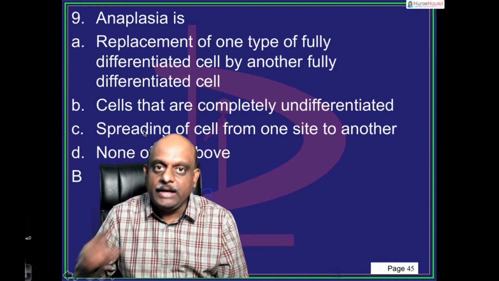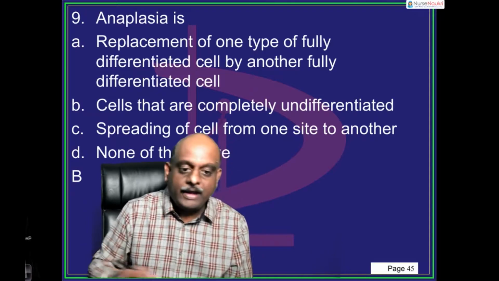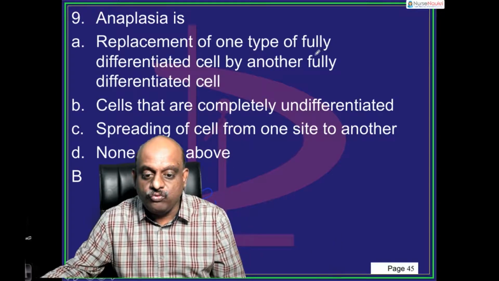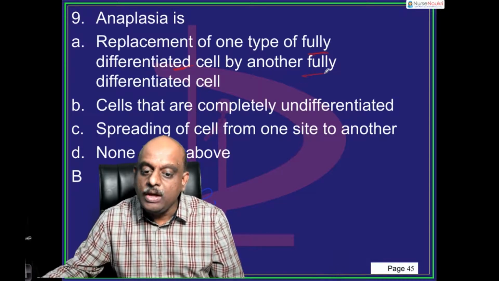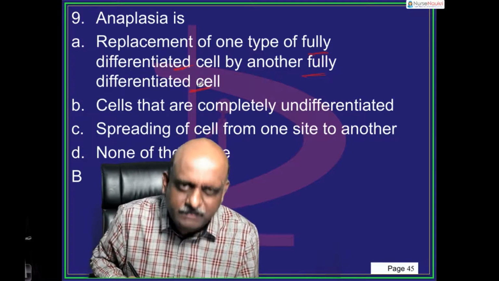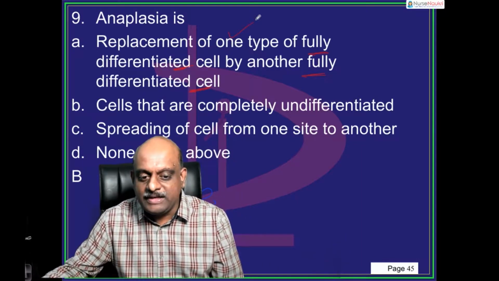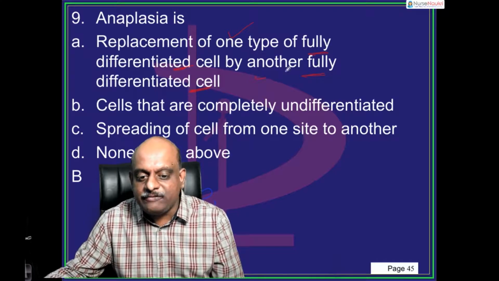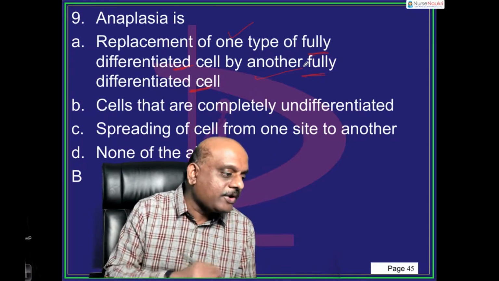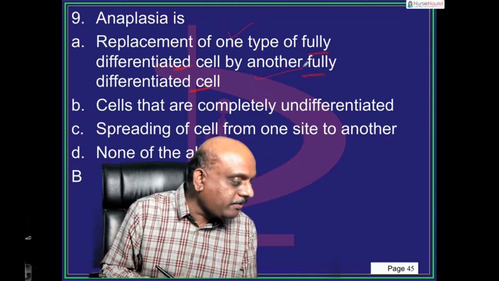Now, I would like to ask Roja and Ranjit a question. What do you call the replacement of one fully differentiated cell into another fully differentiated cell? Just before, we discussed this. What is the term used for the replacement of one type of fully differentiated cell into another fully differentiated cell? What is that called? Ranjit says it is metaplasia. Roja, what is your answer?